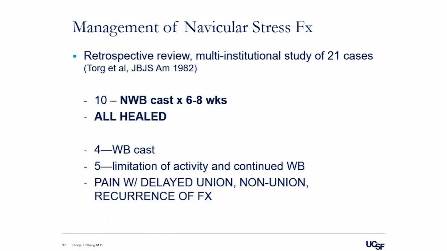So if you look at this review, 10 of them in a non-weight bearing cast for 6 to 8 weeks, all of them healed. Okay? 4 in a weight bearing cast, and those 5 that had limitation of activity, like don't run anymore, but you can continue to walk on it, all had pain with delayed union, non-union, or recurrence of fracture. Okay?